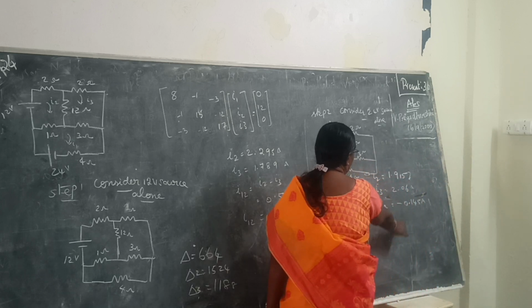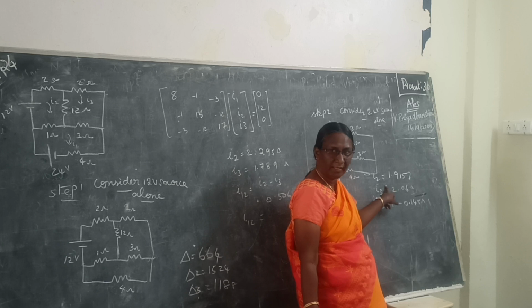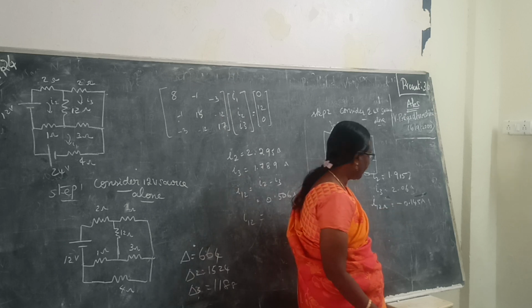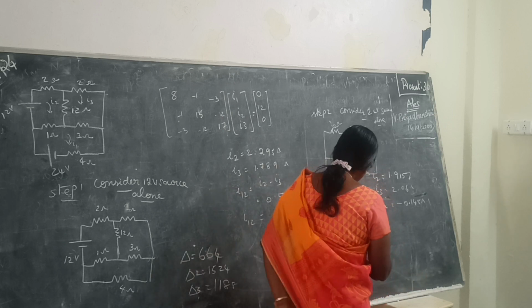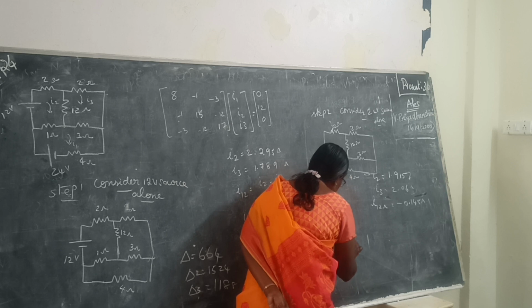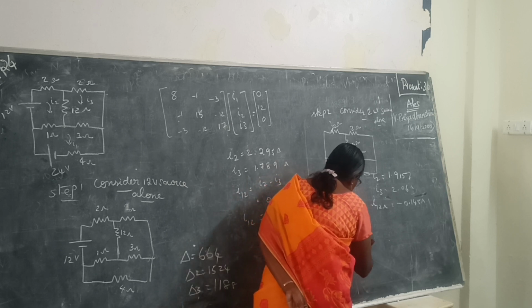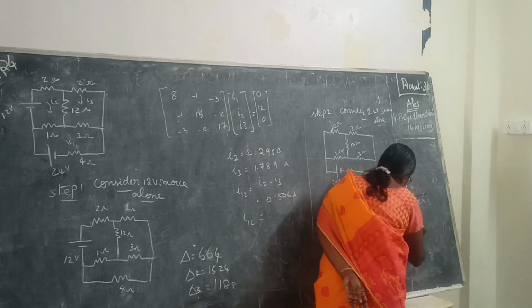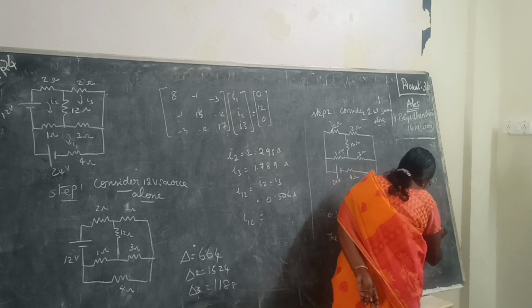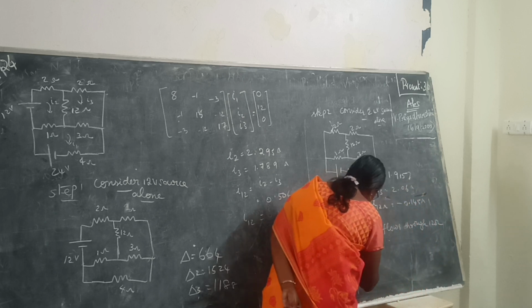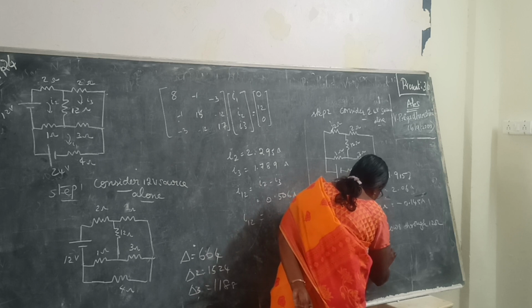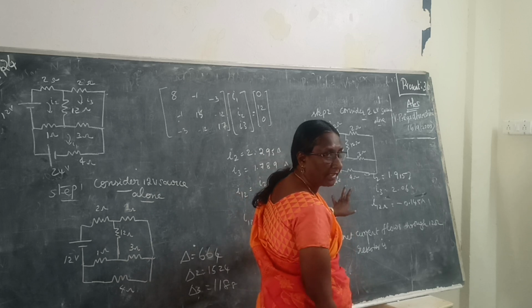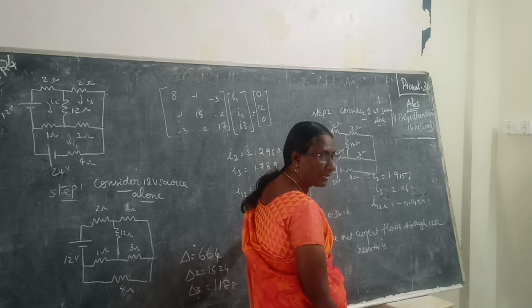I2 minus I3. I2 is 1.915 and I3 is 2.06. Then I2 minus I3 is this one. So if we enter this 12 ohm resistor, then the net current flowing through 12 ohm resistor is by adding these two, the current by using the 24 volt source and by using the 12 volt source.